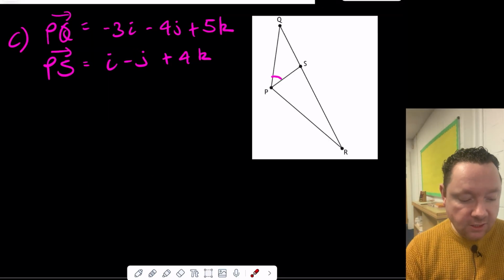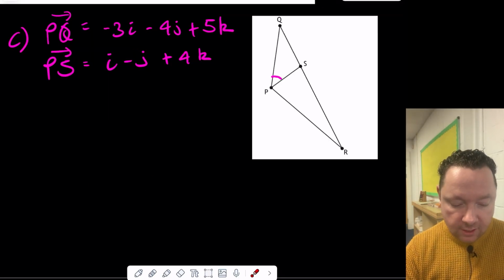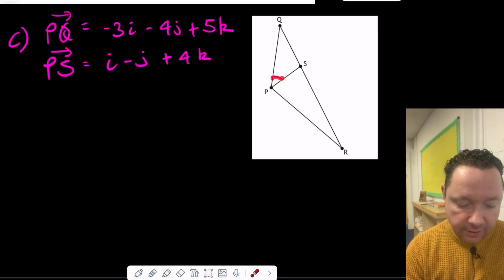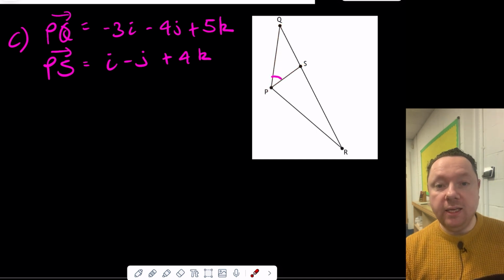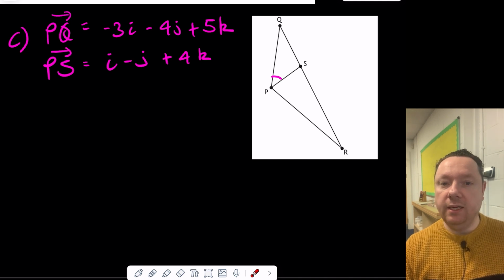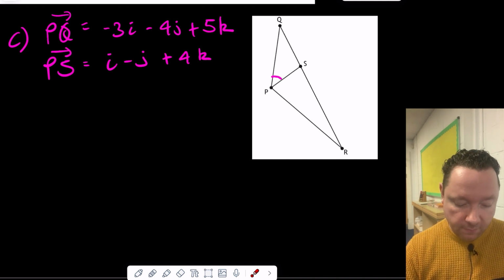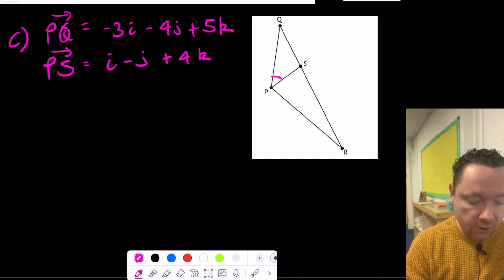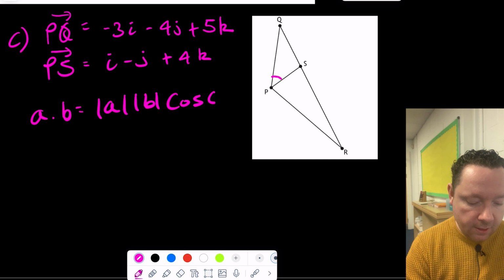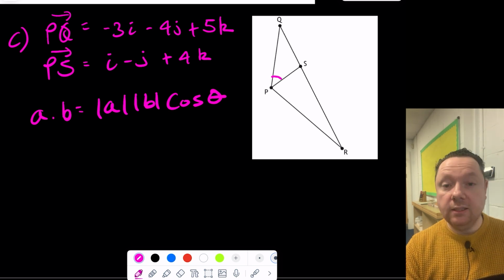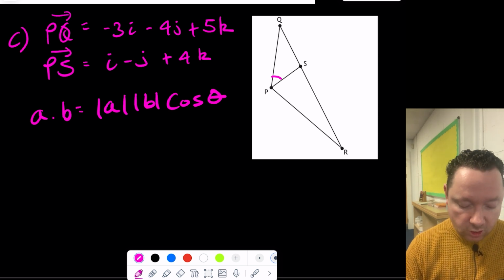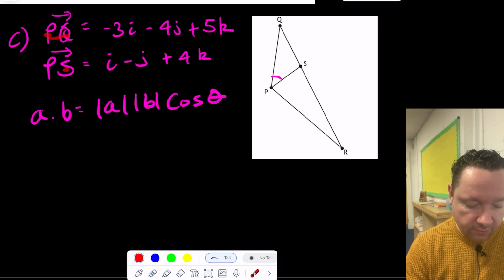Question 5c, hence find the size of angle QPS. So QPS, that's that one here. So we need PQ dot PS, and it's the size of the angle in between. Because to start with, the exam paper says a dot b equals the size of a times the size of b times the cos of theta. So let's just take a note of that. a dot b, size of a, size of b, cos theta. So we need this a dot b, and we need the size of a and the size of b, where a was just our first vector, and b is our second vector.